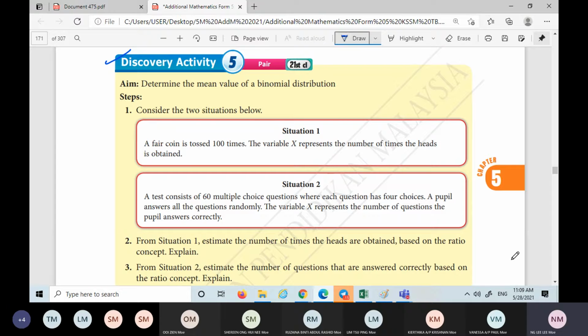Okay, look at situation number 2. A test consists of 60 multiple choice questions, where each question has 4 choices: A, B, C, and D. A pupil answers all the questions randomly, meaning they guess. This student doesn't know the answers, doesn't read the questions at all, just guesses. So what do you think? By common sense, how many can this pupil answer correctly?